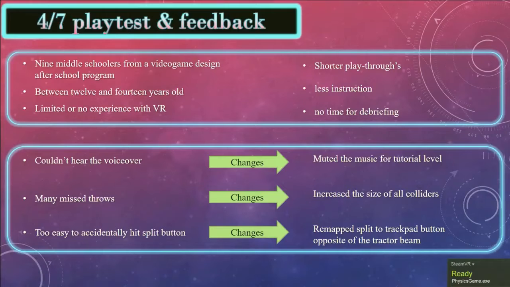So we remapped it to the opposite end of the trackpad that has the tractor beam. The tractor beam is a very common button. Your thumb is pretty much resting there. So on the opposite side, much less likely you're going to make a mistake like that. Okay, so now we're going to get into our demo.